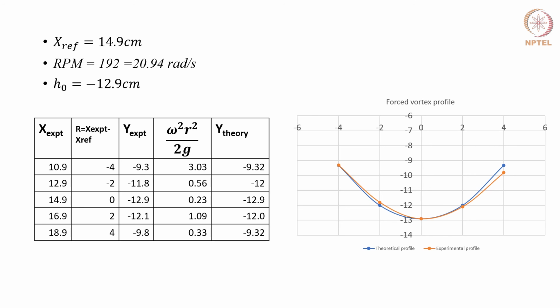Now using omega, r and g, omega square r square by 2g can be calculated for each x coordinate. A plot of r versus y experiment will give the experimental profile, and the plot of r versus y theory will give the theoretical profile. In this case, we can see that there is a perfect matching between the theoretical and experimental profile of the forced vortex. With this, we have completed the calculations for free and forced vortex flow. Thank you.